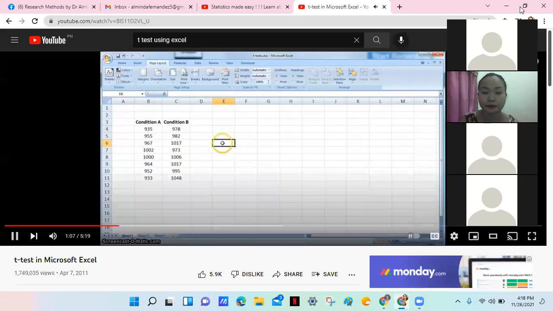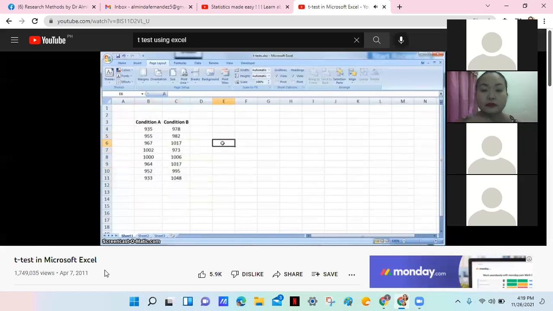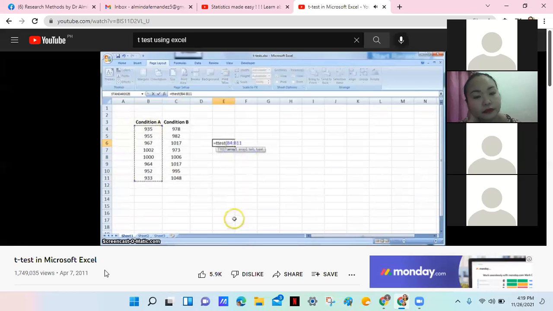So here I've got E6 highlighted. Then you hit on the keyboard equals, then write t-test, open brackets. Now you can see here that Excel is prompting me to enter array 1. What this means is it would like you to first select the means from the first condition. So here we have these means, so I just click and drag all of these. Once they are selected, I hit comma, and we'll see that we've moved on.